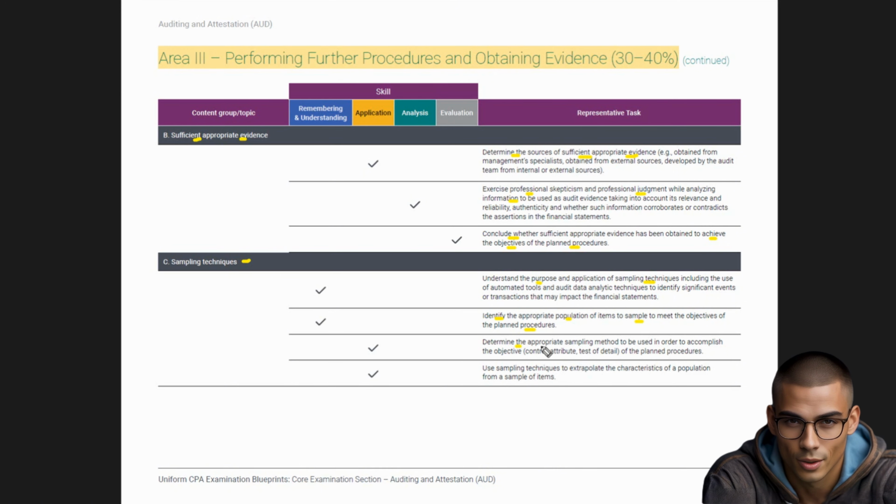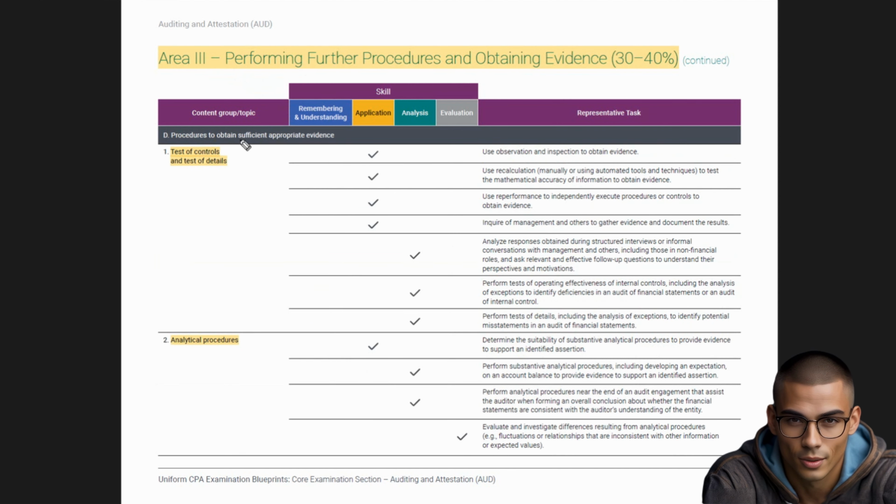You'll need to be able to determine the appropriate sampling method to be used in order to accomplish the objectives of the planned procedures. And you'll need to be able to use sampling techniques to extrapolate the characteristics of a population from a sample of items. Continuing on with Area 3, we have procedures to obtain sufficient appropriate evidence.